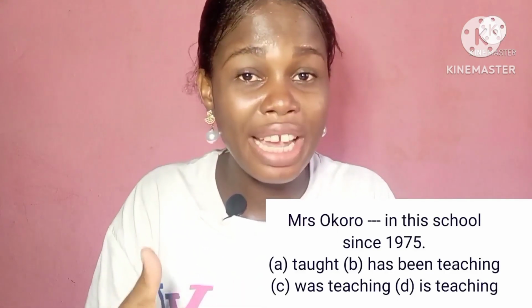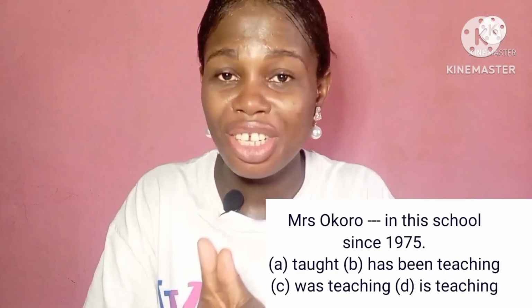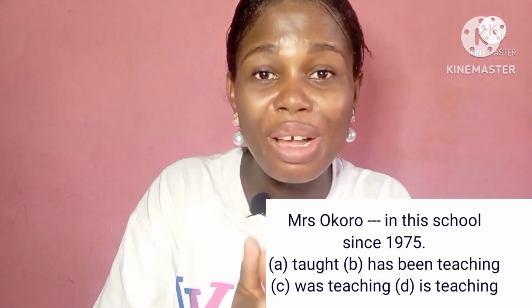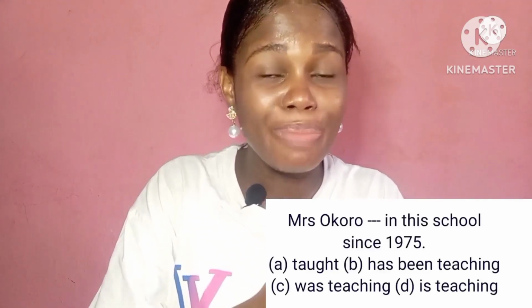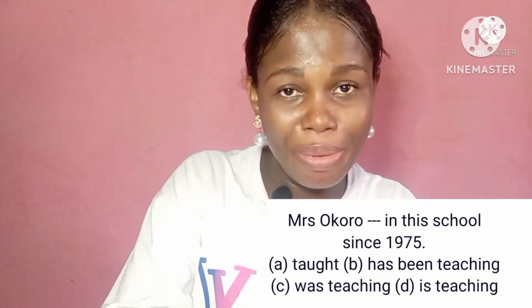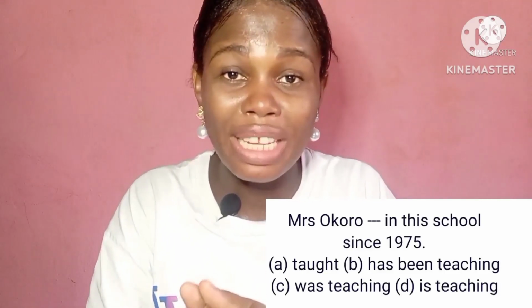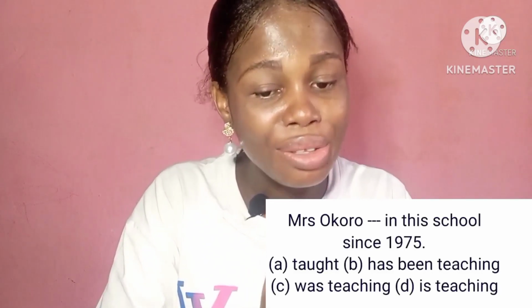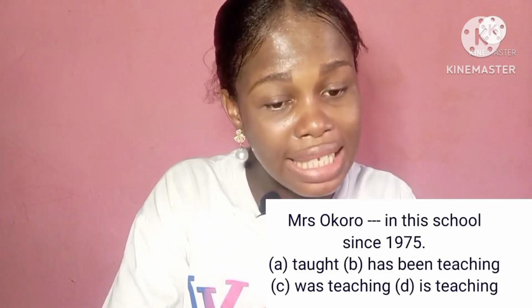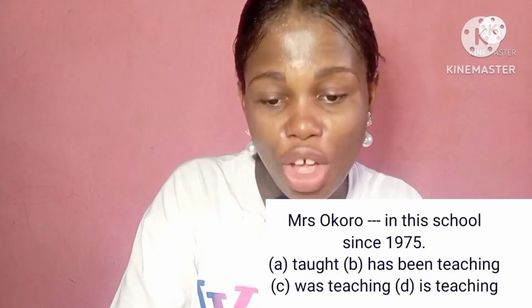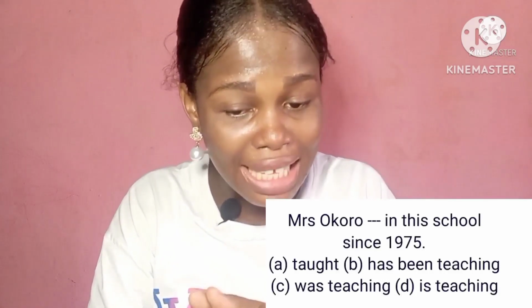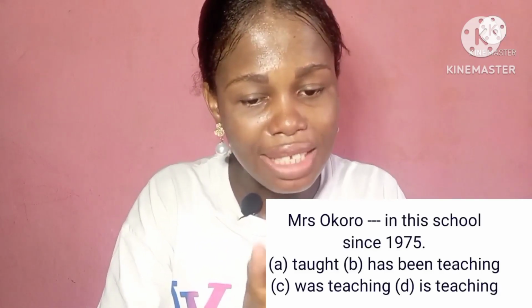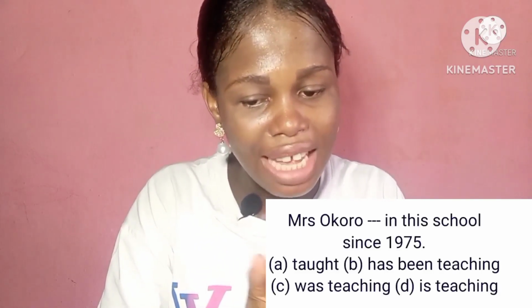Now, if the sentence were in the present perfect tense, the structure will be the subject plus have or has plus the past participle of the main verb. So what we'd have if this sentence were in the present perfect tense is Mrs. Okoro has taught in this school since 1975. So we'll look for an option that has taught.